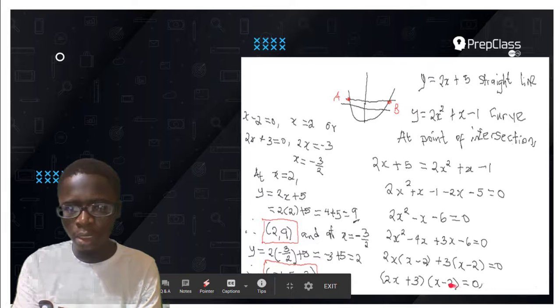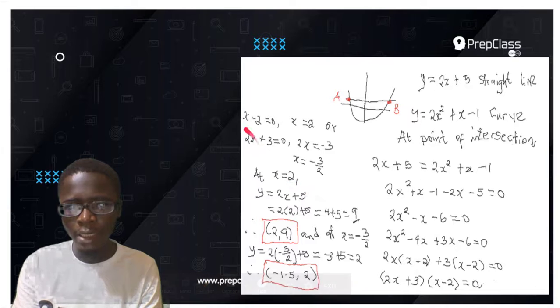So from here, we're meant to understand that if this bracket times this bracket is equivalent to 0, it implies that either x minus 2 equals 0, which will give x to be 2, or 2x plus 3 is equal to 0, which will give x to be minus 3 over 2 by dividing both sides by 2, having taken the 3 to the other side to become minus 3. So now we understand that at this point A and B, the roots of the quadratic equation will be 2 and minus 1.5.